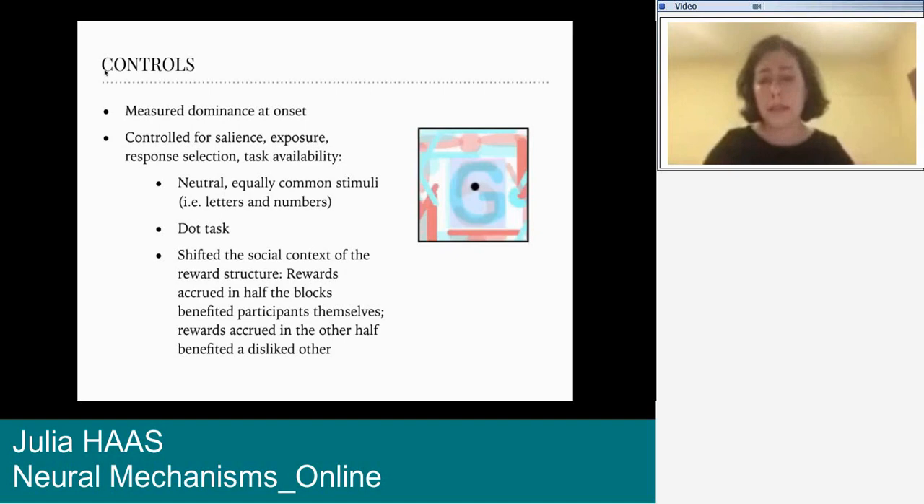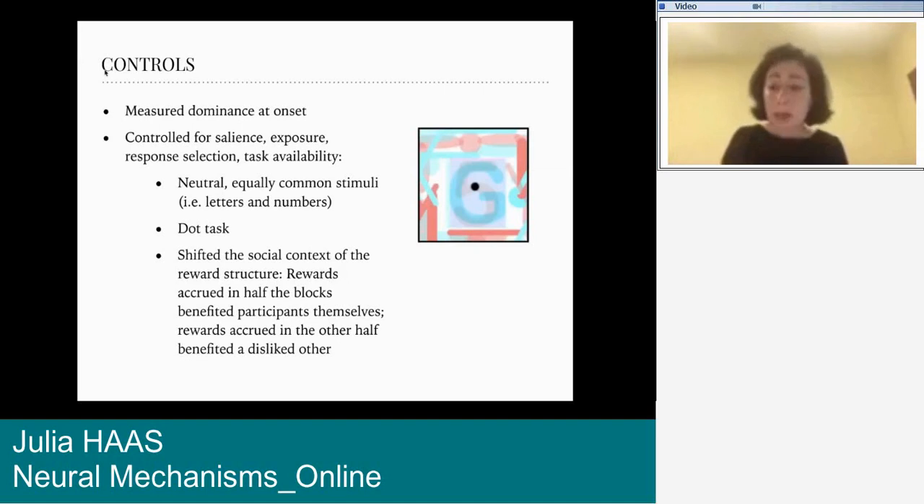They also tried to control for task availability. One interpretation that has nothing to do with predictive coding is the idea that, by reading the instructions, for example, participants might be more primed to perceive letters. Or conversely, since they were trying to accrue rewards, they might be more primed to perceive numbers. So what they did was shift the social context of the reward structure. They rewarded the participant in the first block, but in the second half of the trials, the money they accrued would go to a disliked other. The idea here being that if what is being picked out in perceptual dominance is actually availability, then the results would stay constant across both reward structures.